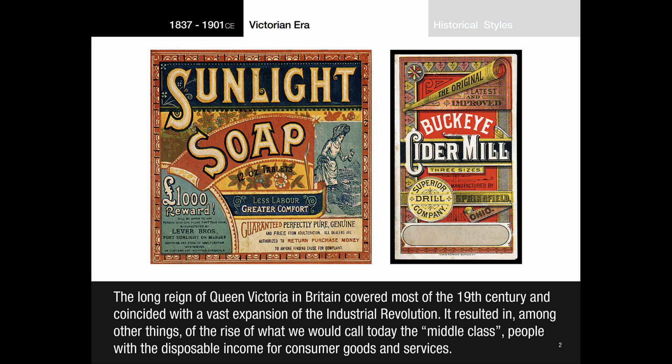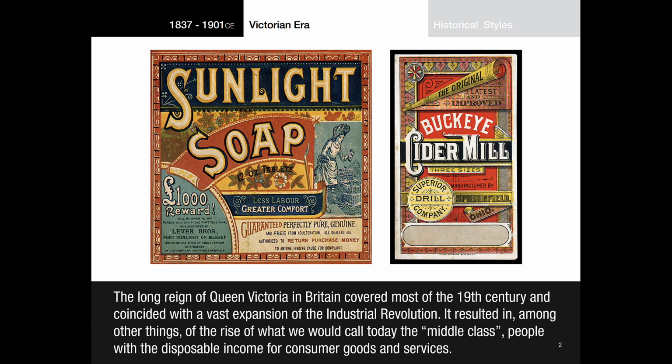And what you see in the advertising and packaging of the time is this ability to try and lure people with really extravagant design, lots of color, multiple fonts, lots of decorative scrolls and shields, anything to attract attention to your project.